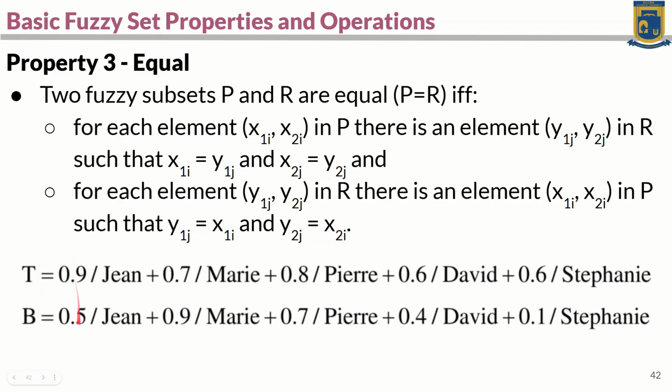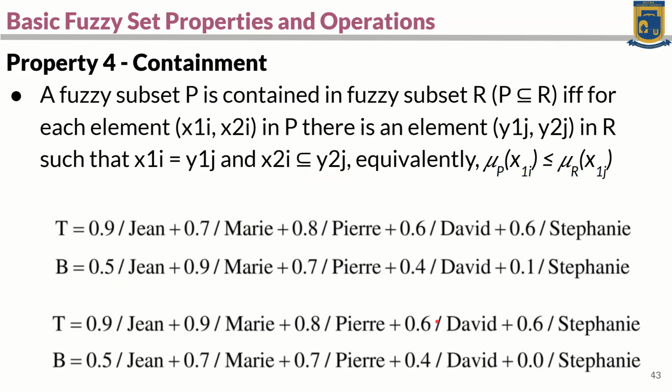But let's look at the membership over here. Here is 0.9, here is 0.5. I mean, it's not the same. When you come here, here is 0.7, here is 0.4. Sorry, 0.9, not the same. Here to look at it, not the same, not the same. All right, so we see that this is not equal. But for equality, we're going to see that these things are all equal. Okay, then containment.